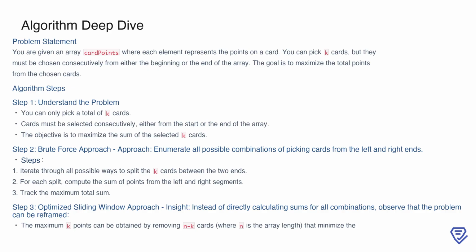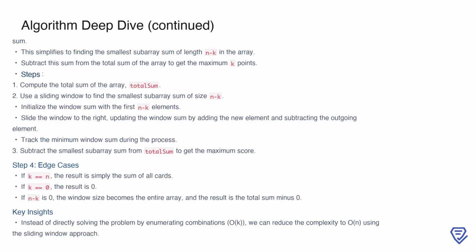This leads us to an optimized strategy using the sliding window technique. Instead of directly enumerating all combinations, we can simplify the problem by reframing it with an important insight. If you think about it, selecting k cards from either end is equivalent to removing n-k cards from the array, where n is the total number of cards. By minimizing the sum of the n-k cards that are excluded, we maximize the sum of the remaining k cards.